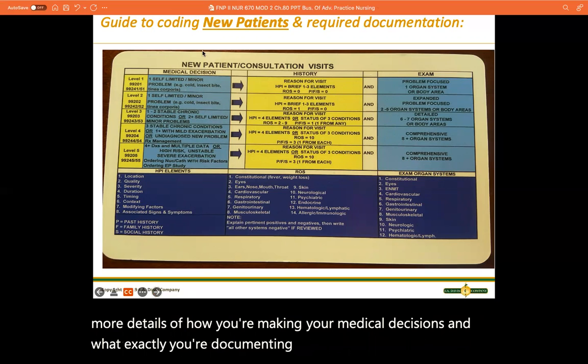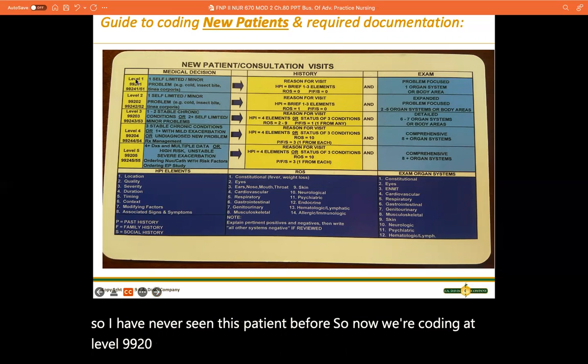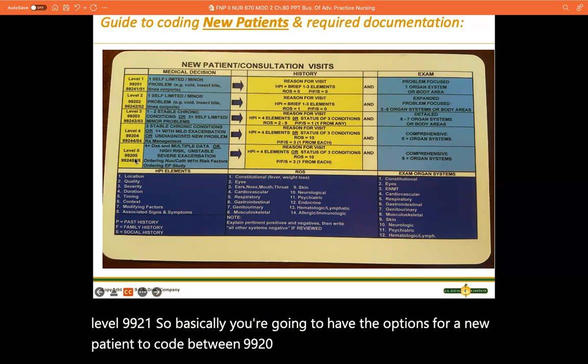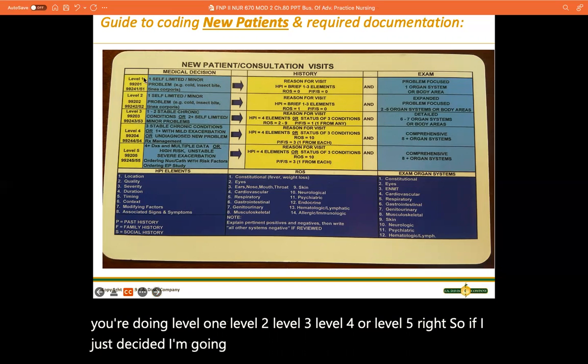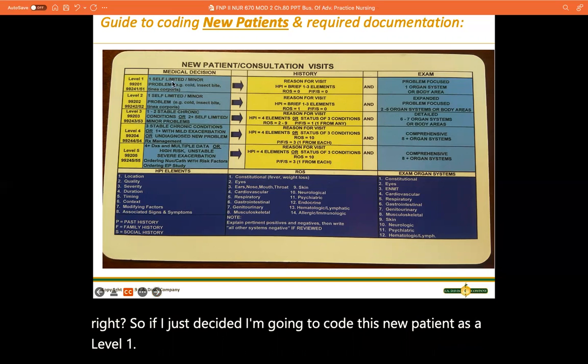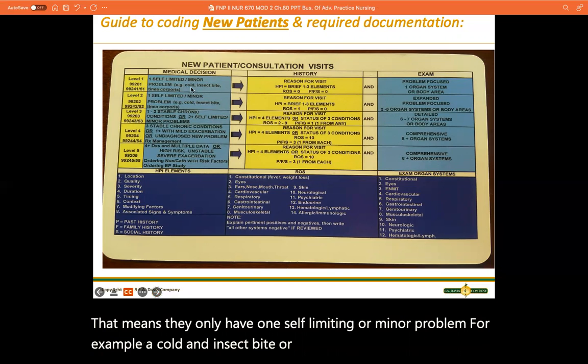So again, this is for a new patient. I have never seen this patient before. So now we're coding at level 99201. Basically, for a new patient you'll have the options to code between 99201 and 99205, depending on if you're doing level 1, level 2, level 3, level 4, or level 5, right? So if I decided I'm going to code this new patient as a level 1, that means they only have one self-limiting or minor problem, for example, a cold, an insect bite, or tinea corporis. Again, nothing major, right? So level 1.